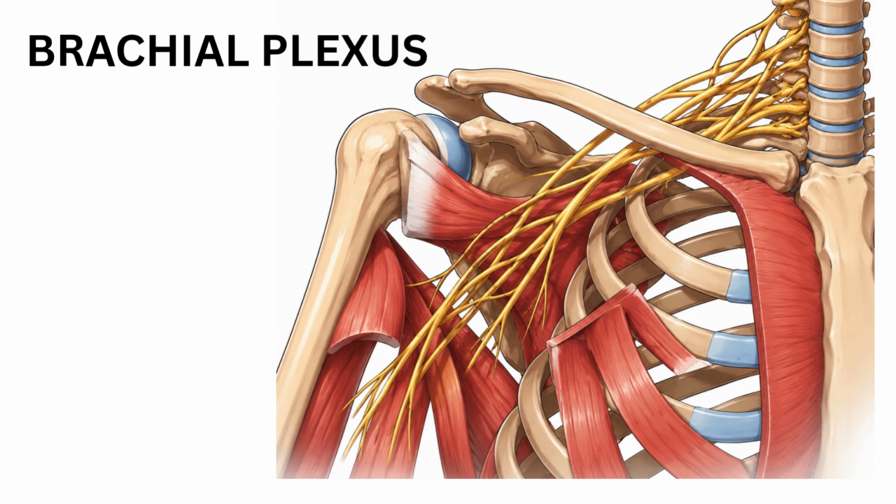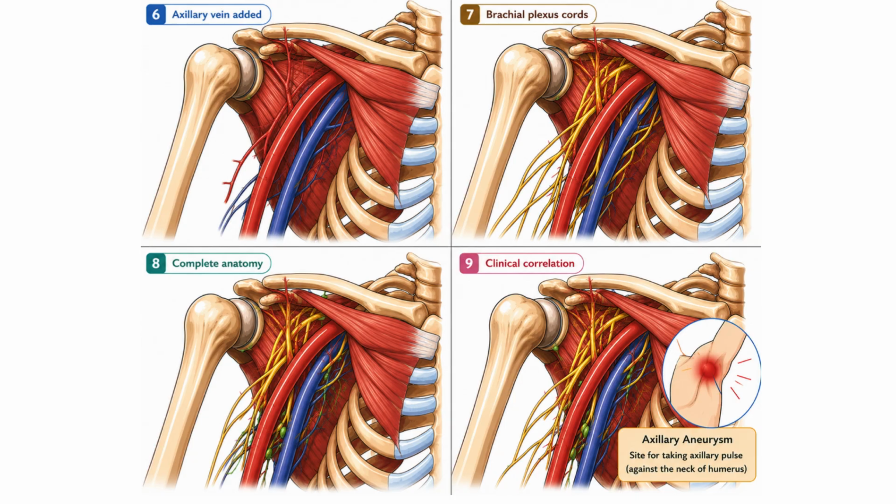For the second part, the brachial plexus has three cords: medial cord, lateral cord and posterior cord. The posterior cord lies posterior to the axillary artery, the medial cord lies medial to the axillary artery, and the lateral cord lies lateral to the axillary artery in the second part of the axillary artery.